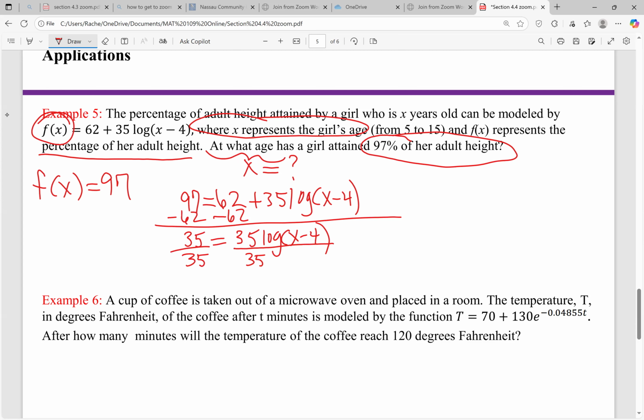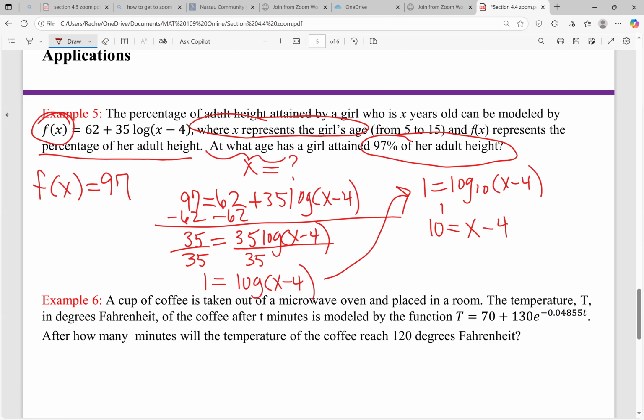So 35 over 35 is 1. So we're going to get 1 equals the log of x minus 4. And remember, this is the same thing as 1 equals log base 10 of x minus 4. We just normally don't write the 10, right? It's assumed. But remember how we solve a log equation with a single log? Write it as an exponent. So this is the same thing as 10 to the first power equals x minus 4. All I did was rewrite it in exponent form.